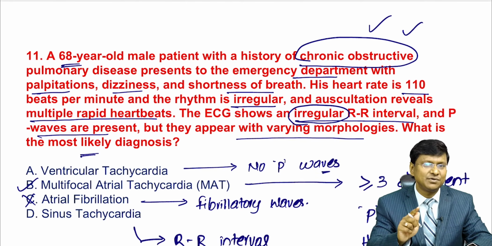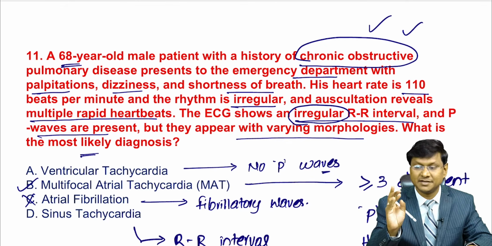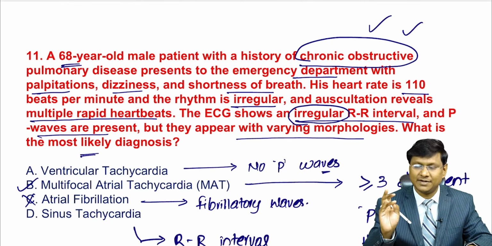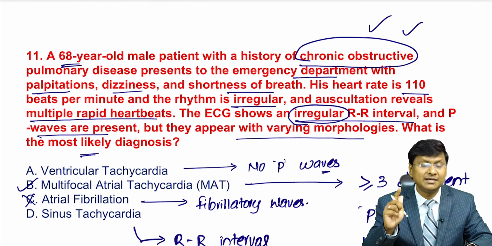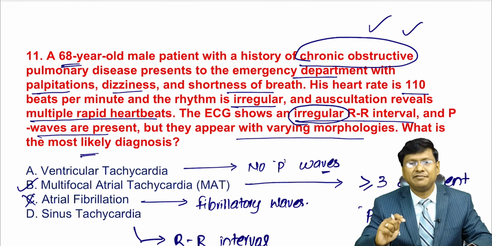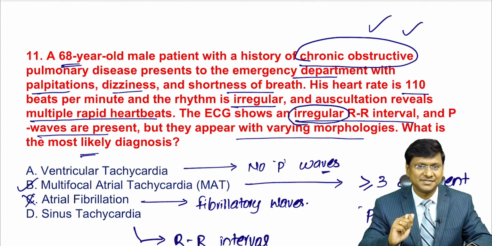And in this multifocal atrial tachycardia, the heart rate should definitely be more than 100 beats per minute. There should be an irregular RR interval, and the P wave morphologies will be completely variable, and more than or equal to 3 different P wave morphologies should be there, and presentation will be in the form of palpitations, right?